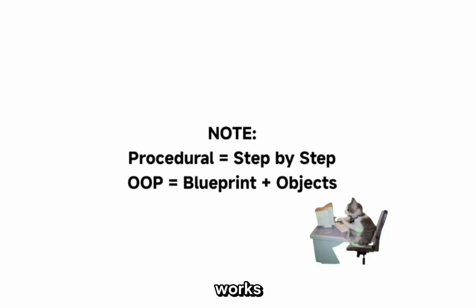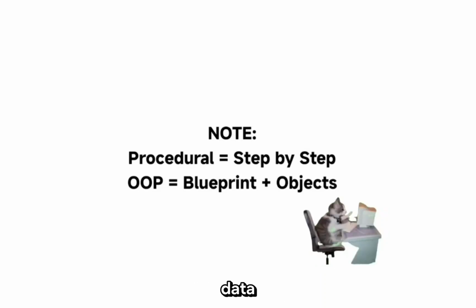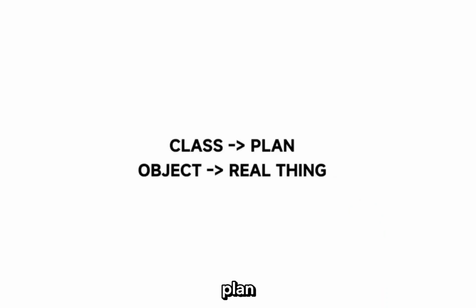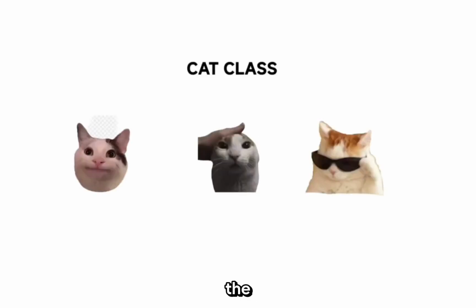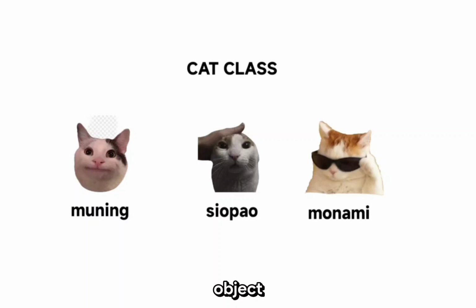Procedural programming works fine for small, simple tasks. But for bigger projects with lots of data and complexity, OOP saves time, reduces errors, and makes code easier to manage. A class is the plan. An object is the real thing. The cat class is the plan. Mooning, Chapeau, Mon Amis are the objects. These objects are called instances of the class.